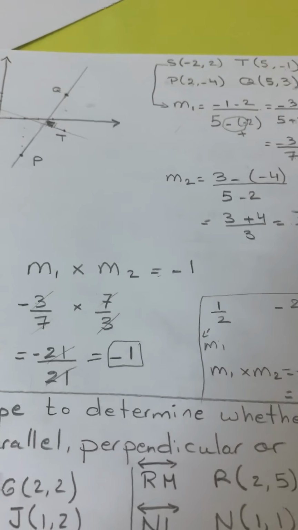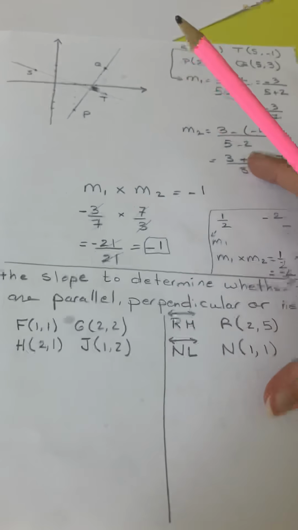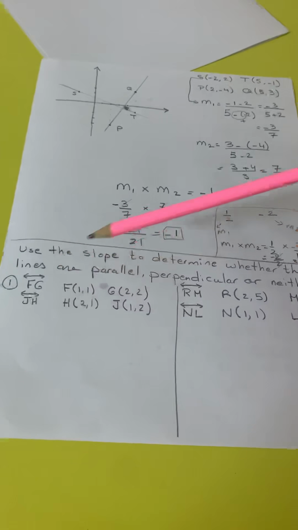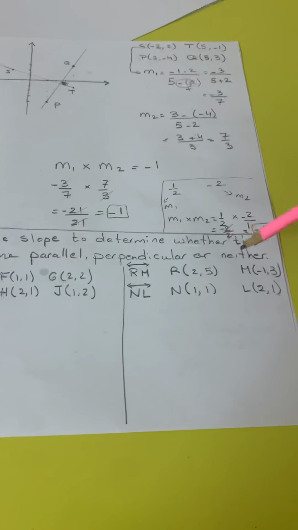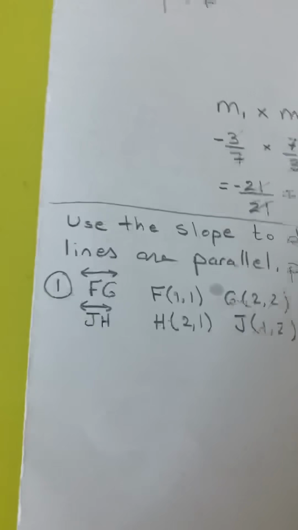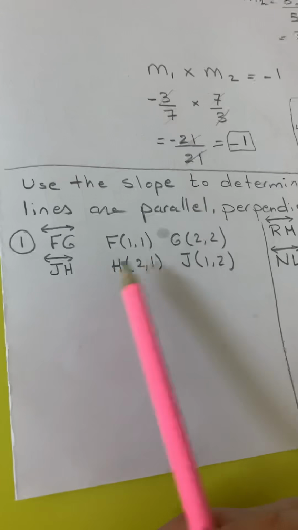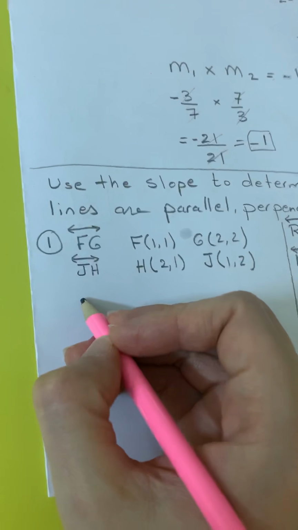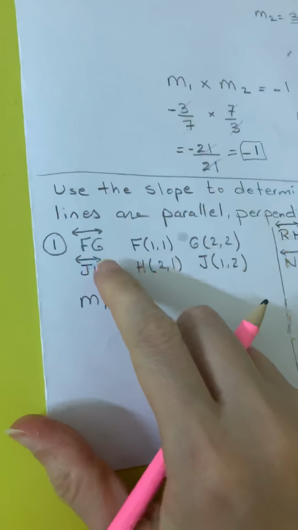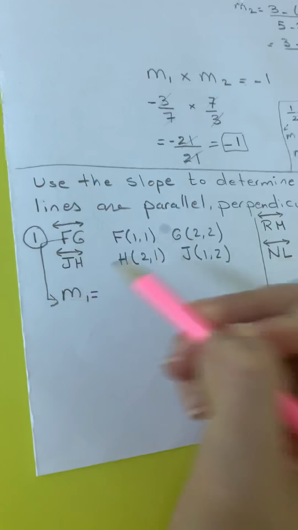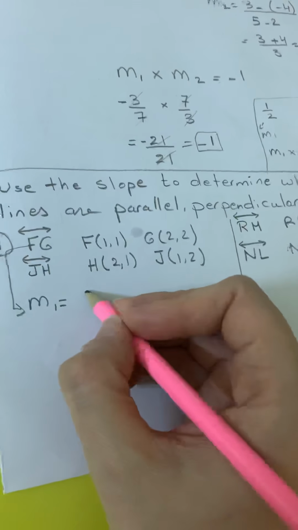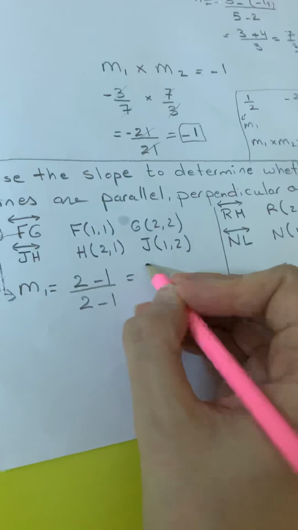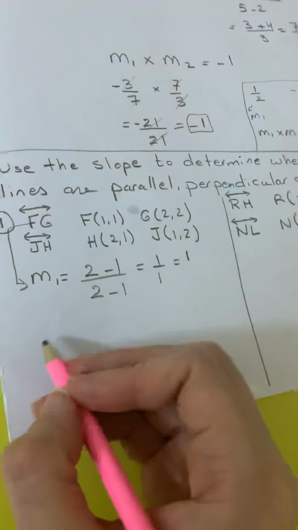Now, how will the question be? They will ask you: use the slope to determine whether the lines are parallel, perpendicular, or neither. So you will be given two lines, and you have to say if these two lines are parallel, perpendicular, or neither. First, let me find the first slope, M1, for FG. It's 2 minus 1 over 2 minus 1, which is 1 over 1, which is 1.